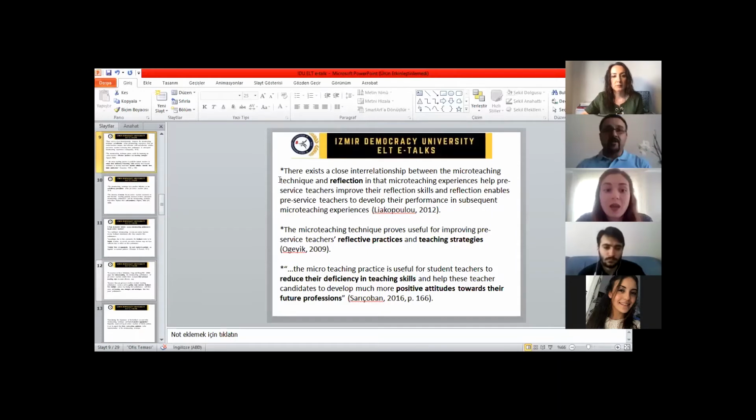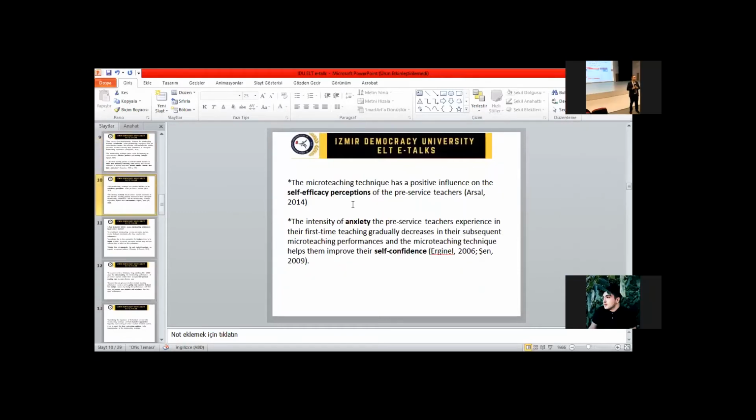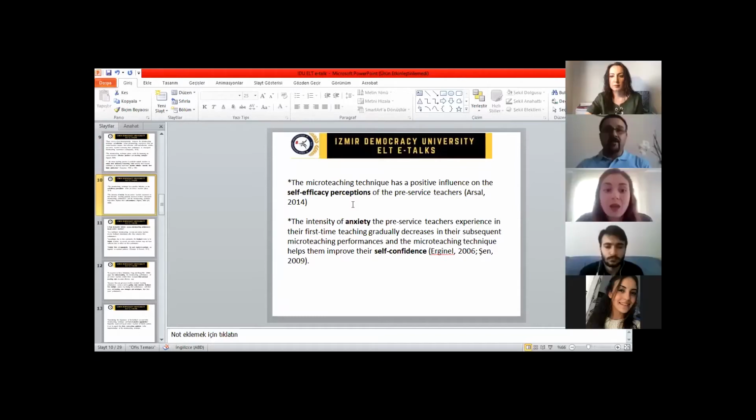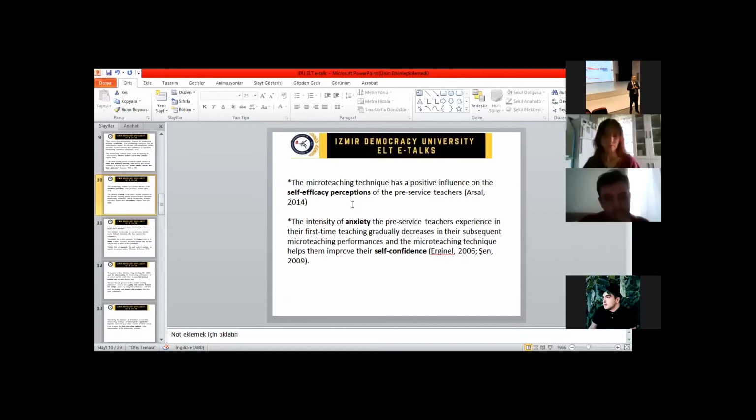Also, in terms of affective domain, it also has important benefits. They can improve their self-efficacy perceptions. They can decrease their anxiety level, as they do many micro-teachings during the department years, and it also improves their self-confidence.